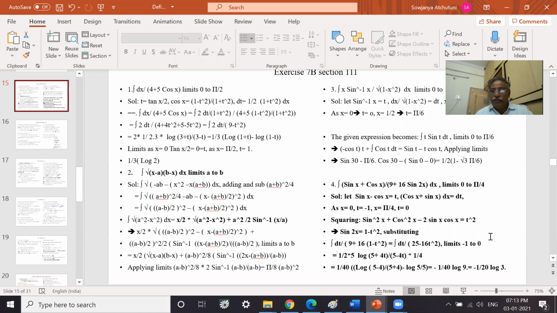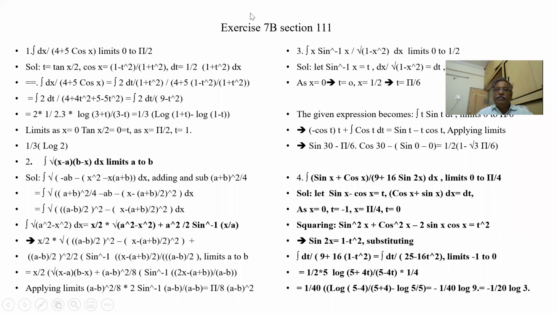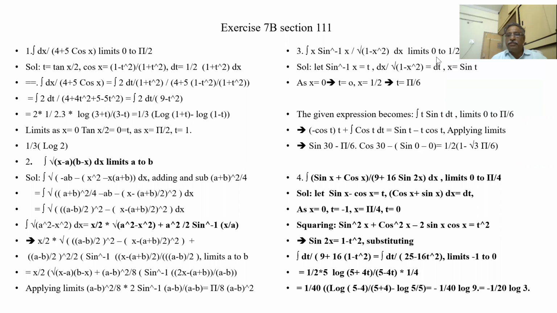Let us see 7b section 3. Slightly difficult problems of definite integrals. Let us see: integral dx by 4 plus 5 cos x, limits 0 to pi by 2. Suppose if I use pi by 2 minus x, this becomes sin x, 4 plus 5 sin x.